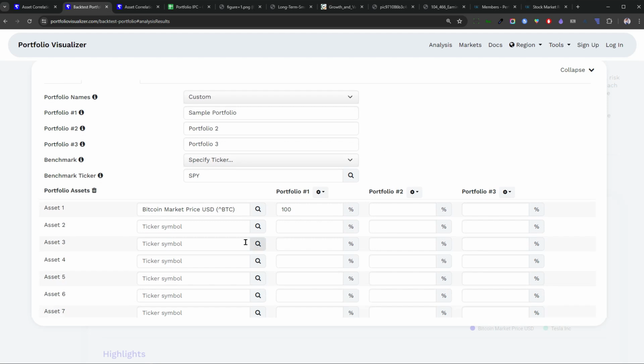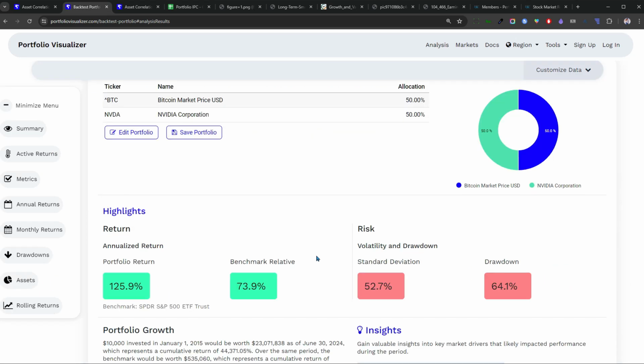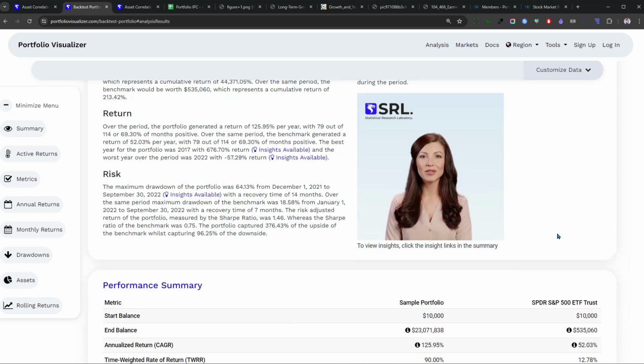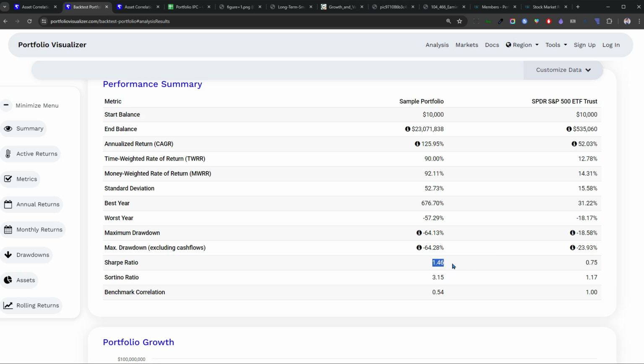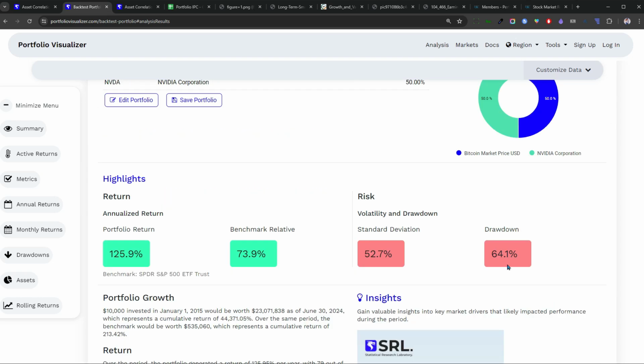So let's say our market savant was an absolute visionary, and 10 years ago, he also decided to diversify his portfolio, putting half and half in Bitcoin and Nvidia. Let's take a look at what the returns and drawdowns would have looked like over the last 10 years with that dream portfolio. Annualized return actually improved, and the drawdown lowered as well to 64%, with the Sharpe ratio increasing significantly to 1.46.